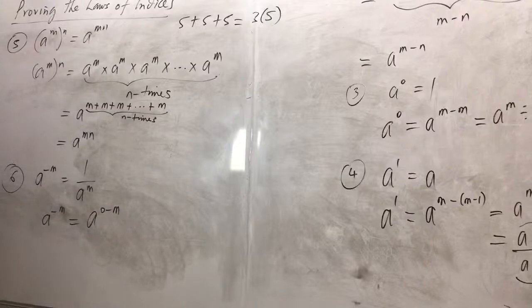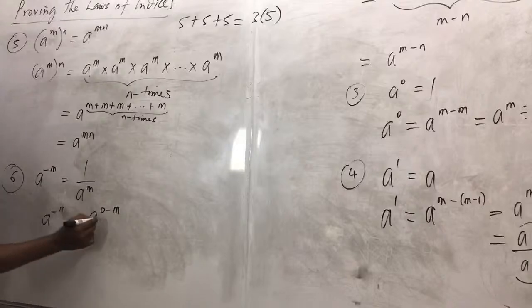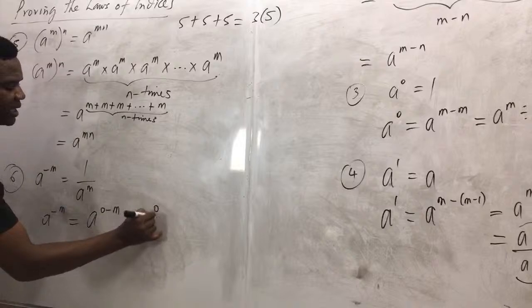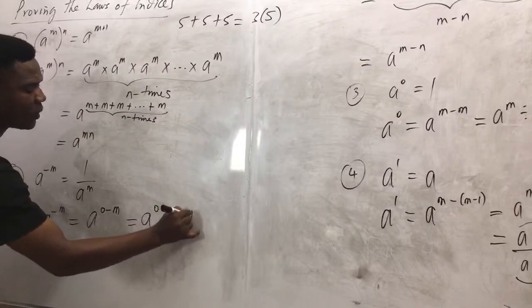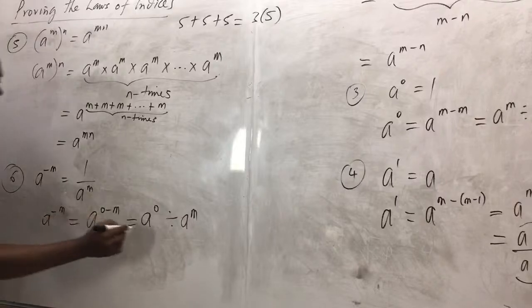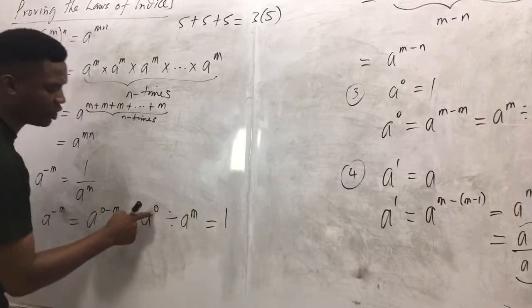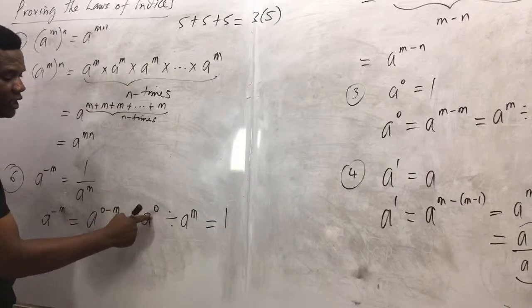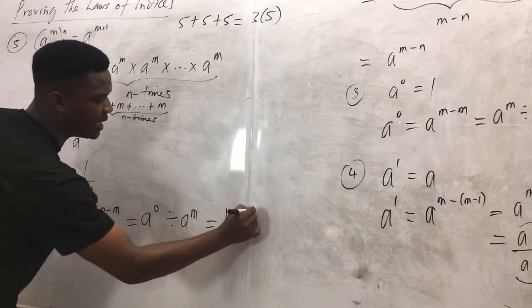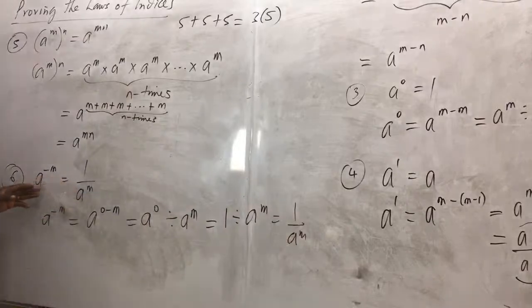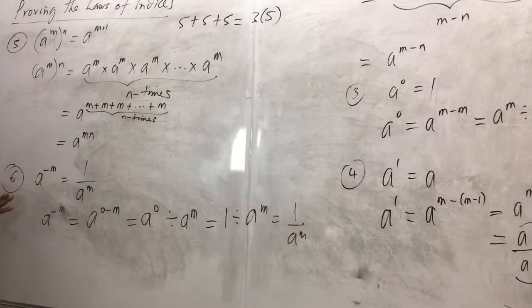So I've done nothing wrong. A raised to the power minus n can be written as a raised to the power 0 minus n. And according to the subtraction law, this can now be written as a raised to the power 0 divided by a raised to the power n. Okay? According to the subtraction law. And this means 1, because a raised to the power 0 according to the zero power law is 1. So this will be 1 divided by a raised to the power n, which can be written as 1 over a raised to the power n. And that proves this law to be true. So law number 6 is true.